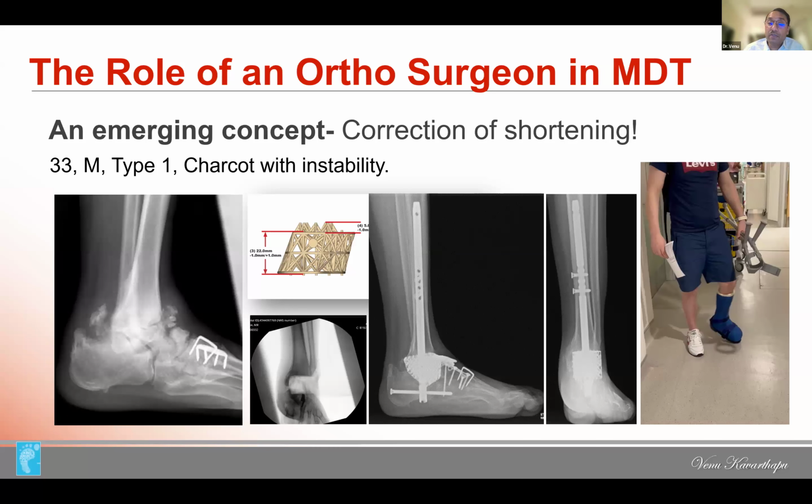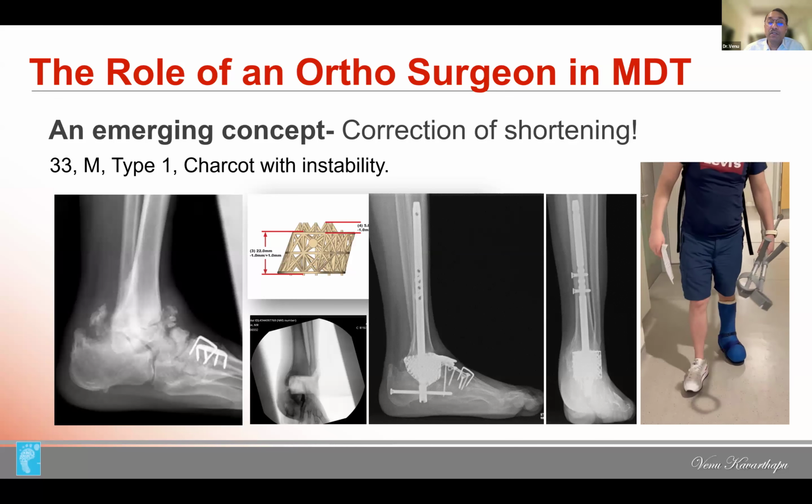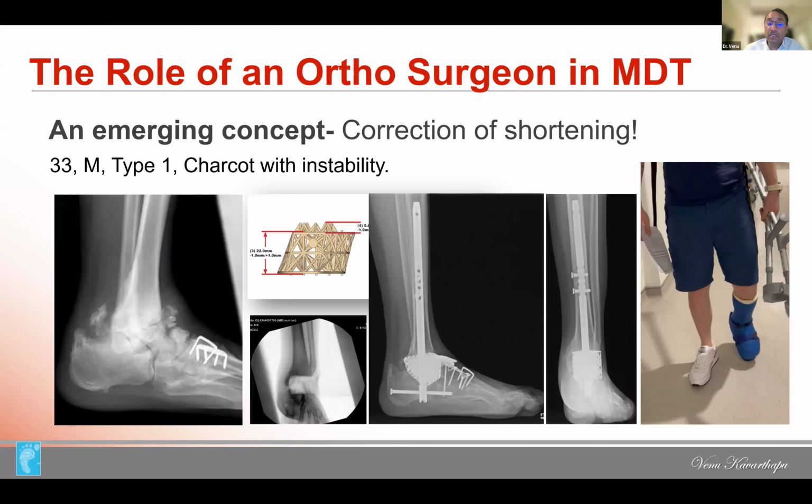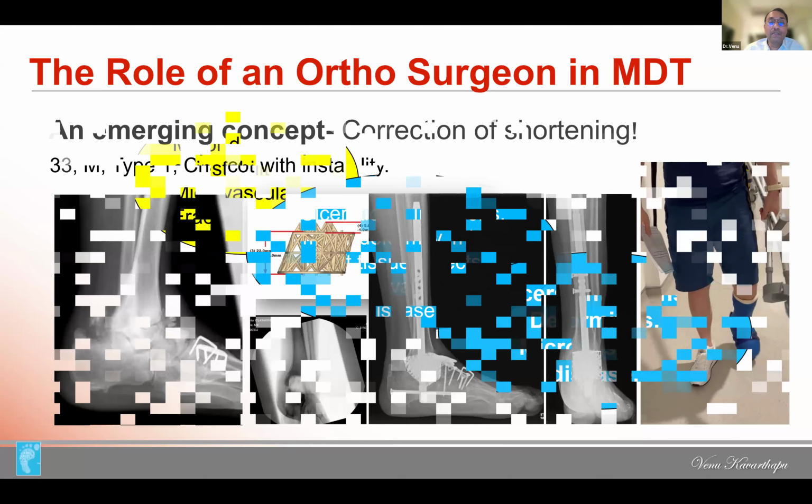And majority of the combined hind foot plus midfoot reconstructions take about 4 to 6 months before they can walk in the cast. But in this patient, I was able to commence full weight bearing much sooner. So again, first such procedure performed for Charcot foot reconstructions that has been again published.